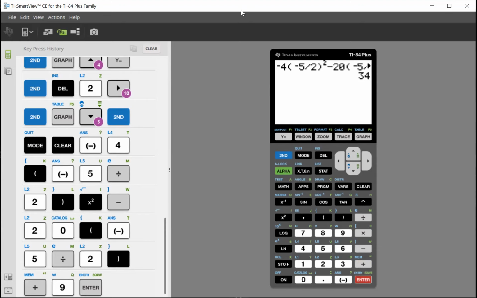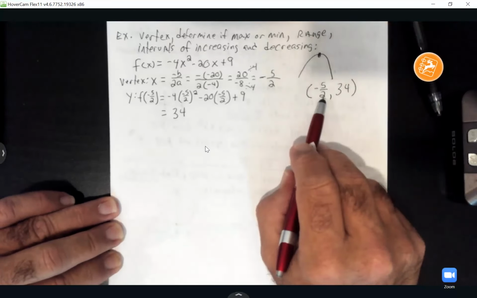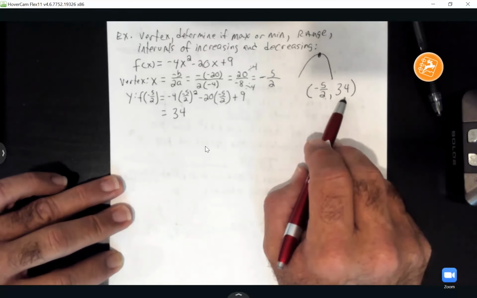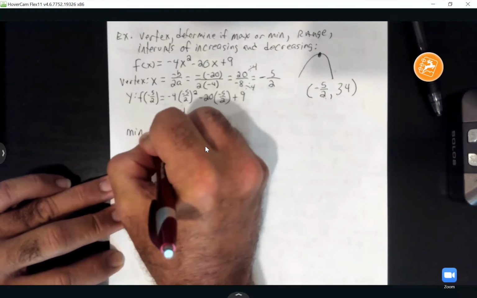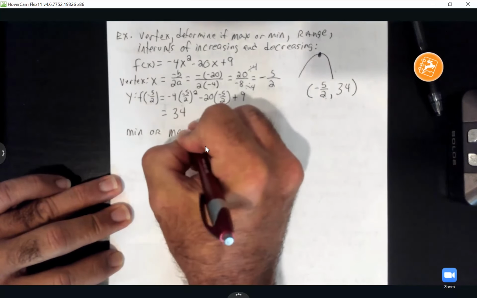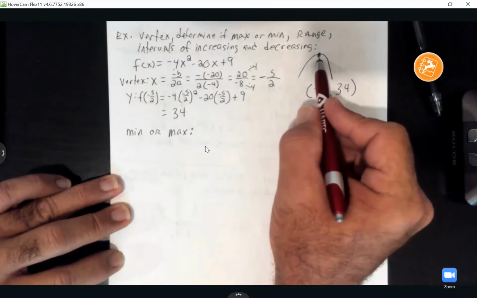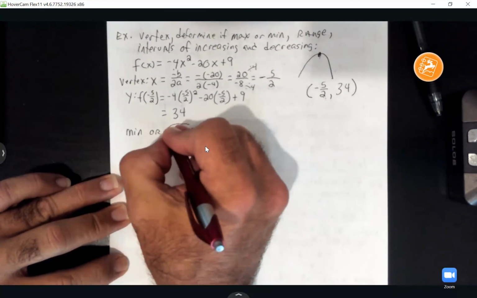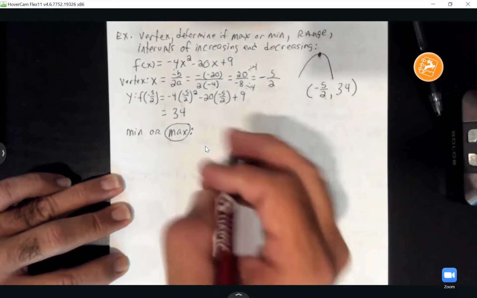All righty. Go back to the pad. So we know this point right here is at an x value of negative 5/2 and has a y value of 34. So next they want to know, is it a min or max and that value? Well, guess what? It was negative in the front. So we said that looked like an upside down parabola, which means it is definitely a max this time. And our maximum value is 34.